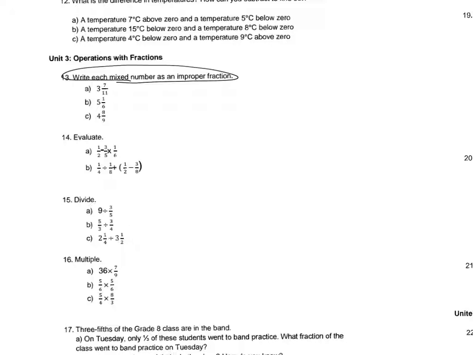Okay, so let's say I have a mixed number of 3 and 1/4, okay? To get to an improper fraction, I'm going to multiply my denominator by the whole number in the front. So I'm going to go 3 times 4. And then I'm going to add the numerator. And my denominator stays the same. Okay, and I have 3 times 4 is 12, plus 1 is 13 over 4.